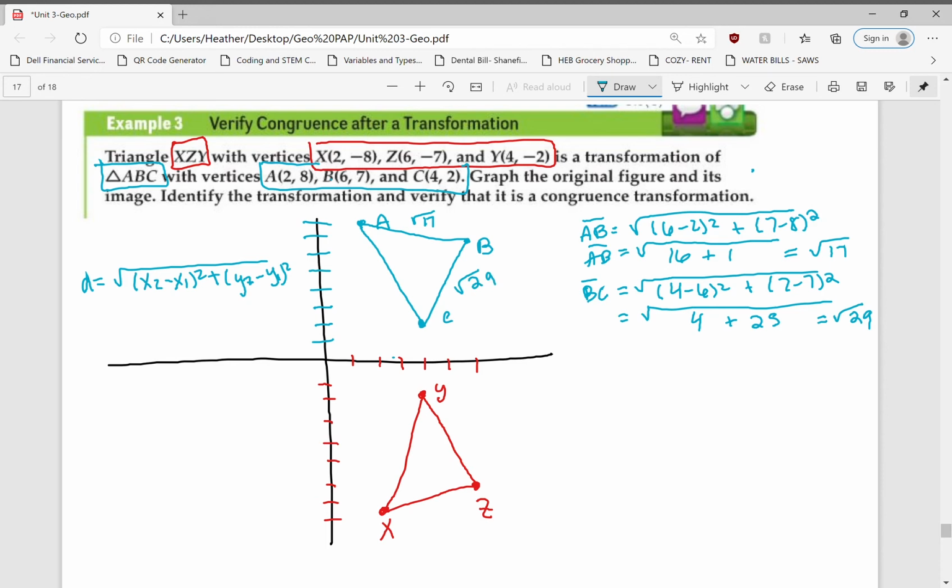Now we have to do AC, the last side of the triangle. AC is 4 minus 2 squared plus 2 minus 8 squared. 4 minus 2 is 2, and 2 squared is 4. 2 minus 8 is negative 6, and negative 6 squared is 36. So we get the square root of 40. Okay, now we have to do the same thing with the other triangle, XYZ.